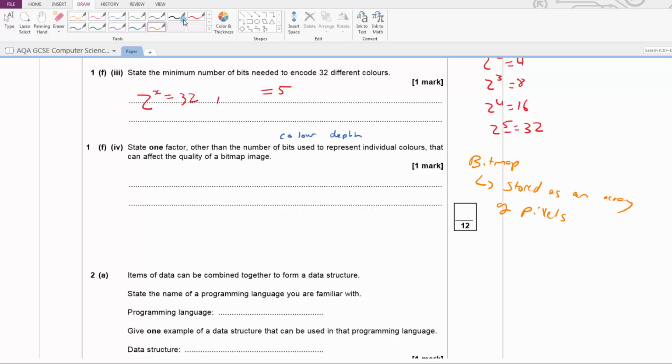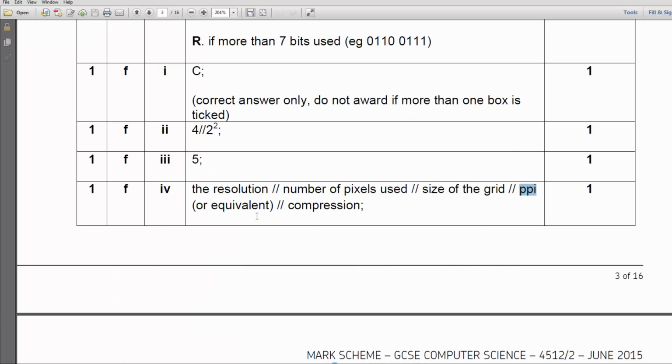To be honest, my first answer if I was doing this would be compression, because we have compression on images, but I don't think compression is on your course. So the second answer I'd put would be the resolution. The resolution is the detail of the image as a whole, so really the more pixels you have, the higher quality the image is, and so a lower resolution would reduce the quality of the image. The mark scheme actually does say compression, interestingly, but the rest of them, resolution, number of pixels used, size of the grid, PPI, which stands for pixels per inch, are all the same idea.